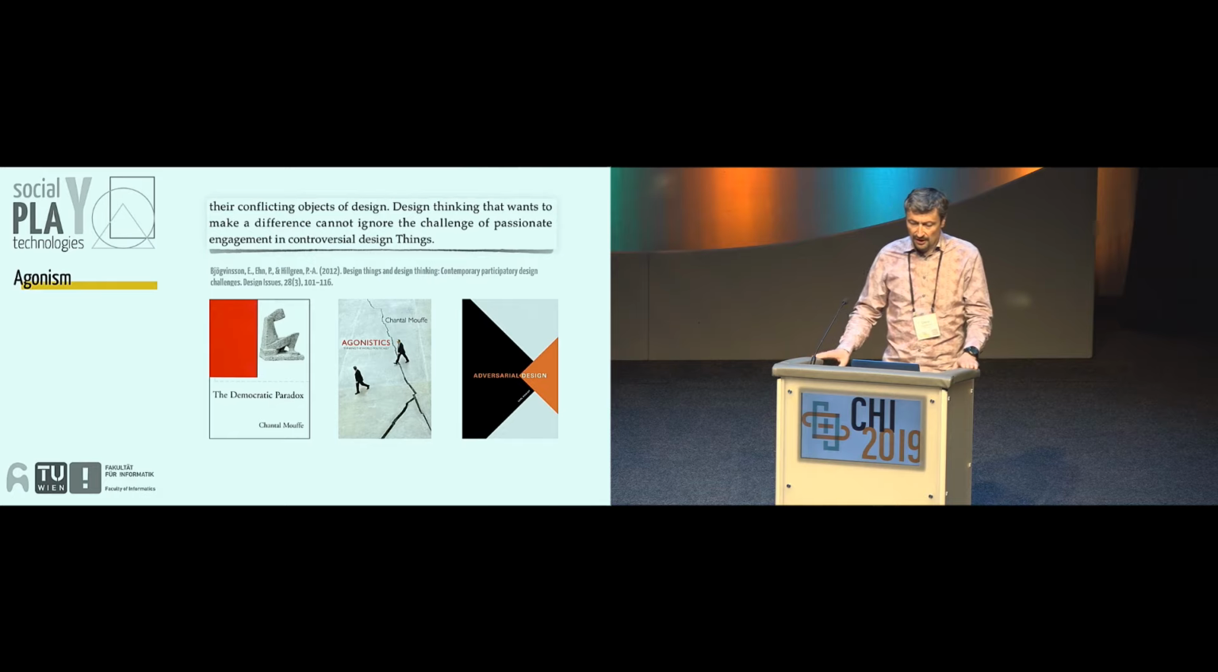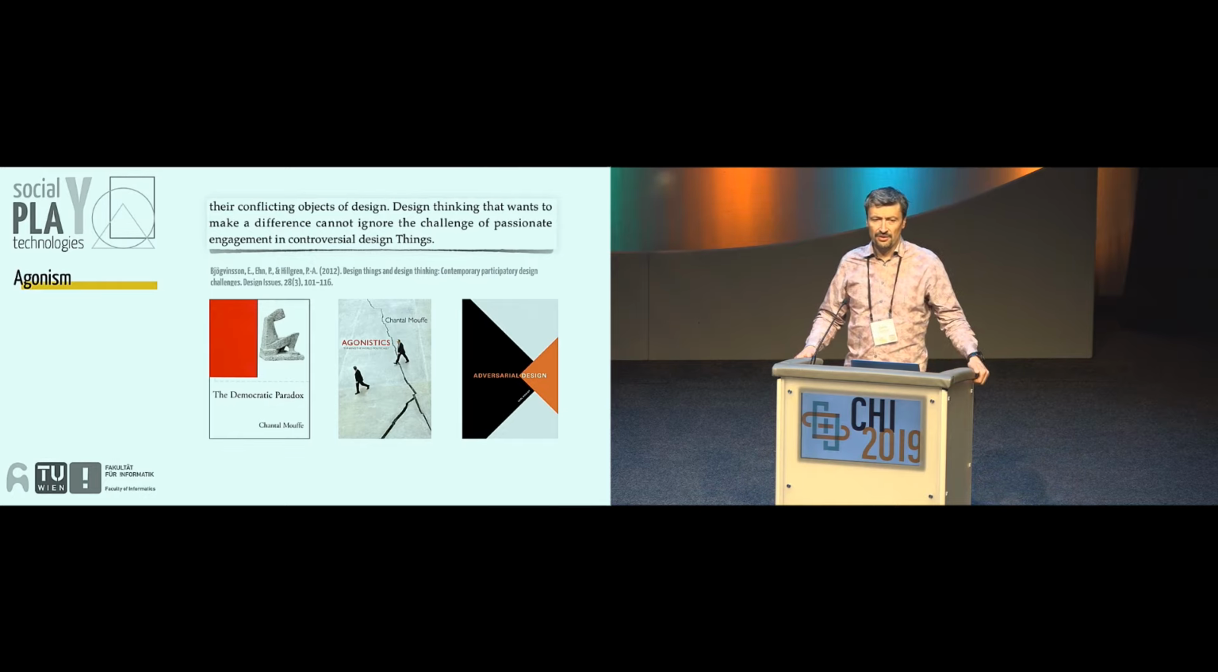So in the literature, we found a very interesting, inspiring concept that was agonistic design, and it was first used by Björgvinsson and colleagues who have done really amazing participatory design work in Malmö, mainly with immigrant groups, NGOs, and other stakeholders. And we found this really inspiring sentence in one of their papers: "Design thinking that wants to make a difference cannot ignore the challenge of passionate engagement in controversial design things."